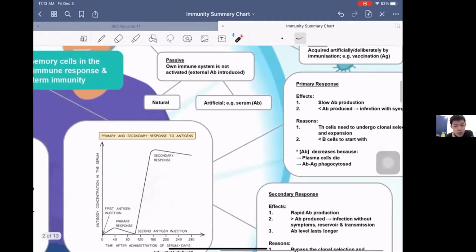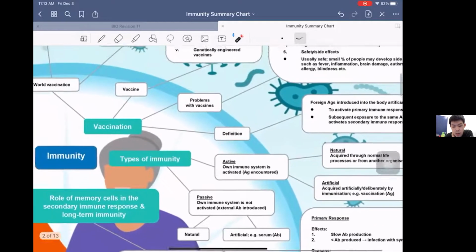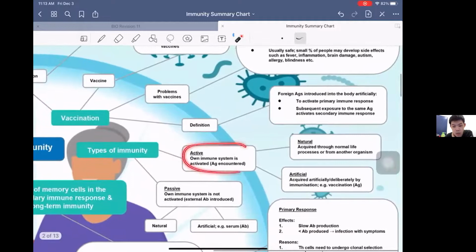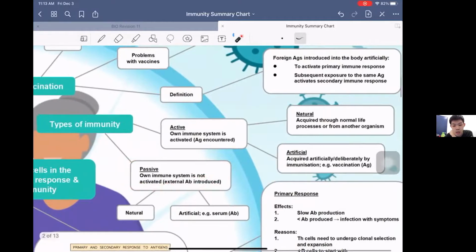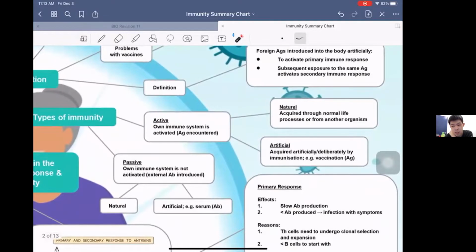So next we're going to talk about the types of immunity. The types of immunity can be separated into active, which is when the own immune system is activated, usually when an antigen is encountered, and passive, where the own immune system is not activated, but an external antibody is introduced. The active and passive immunity can be further divided into natural and artificial. Natural is acquired through normal life processes or another organism. For example, in this case, active natural immunity would be breastfeeding, or either through across the placenta.